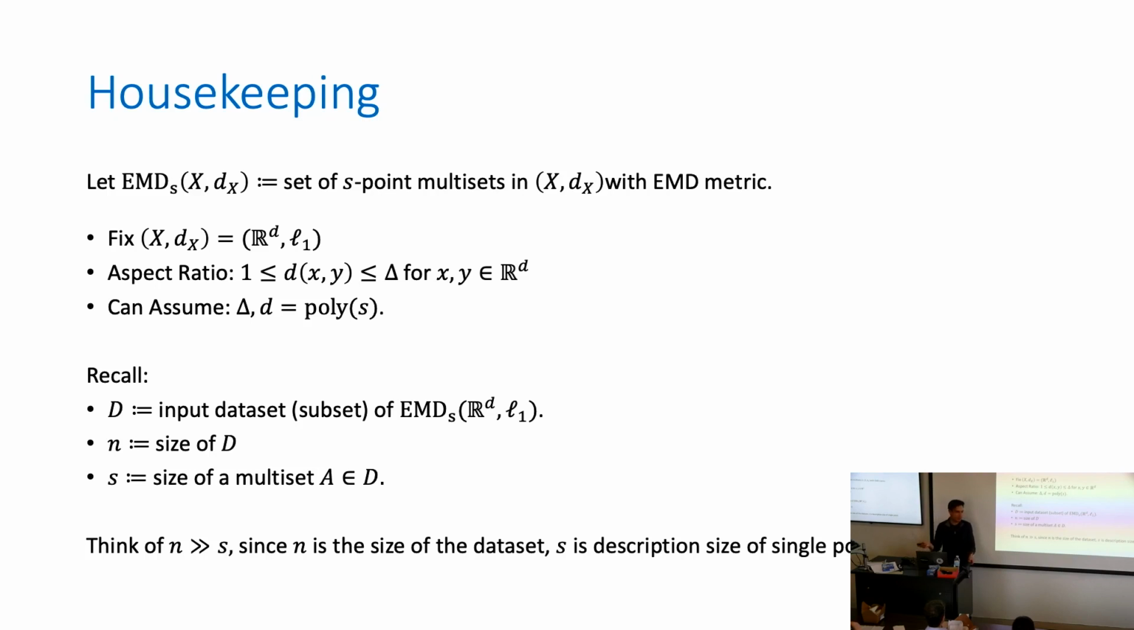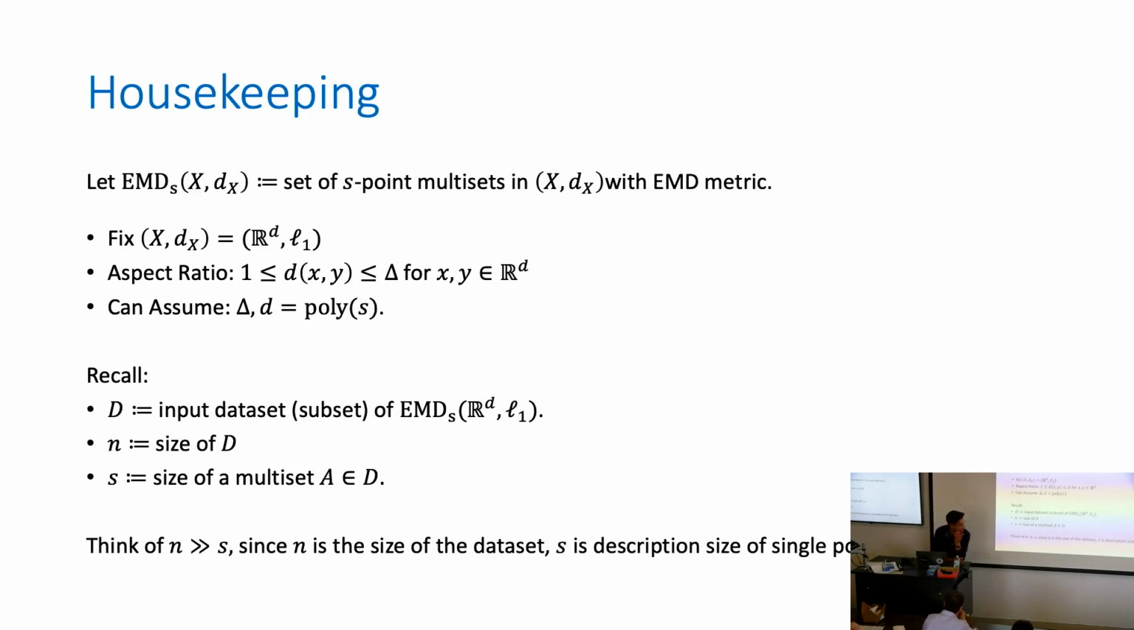We can embed L2 into L1. We can embed a lot of other norms into L1. Maybe we lose something in terms of getting better results, but for simplicity, the most general setting for these sorts of results will be L1. And I'm just going to assume all my distances are between 0 and some delta, just to have some bound, and we can assume that the dimension is some polynomial in S. There are some simple reductions. So just our notation, D is our input data set, N is the size of our data set, the number of points, and S is the size of a single subset in the EMD metric. And so you can think of N being much larger than S, because N is like the size of the data set, the number of Wikipedia articles. S is just the description size of a single document.